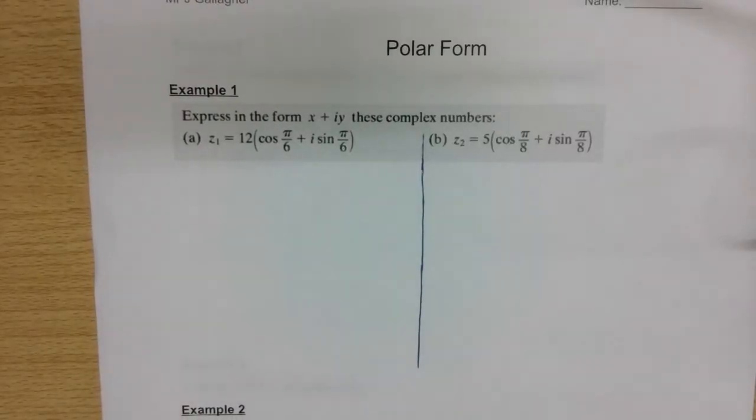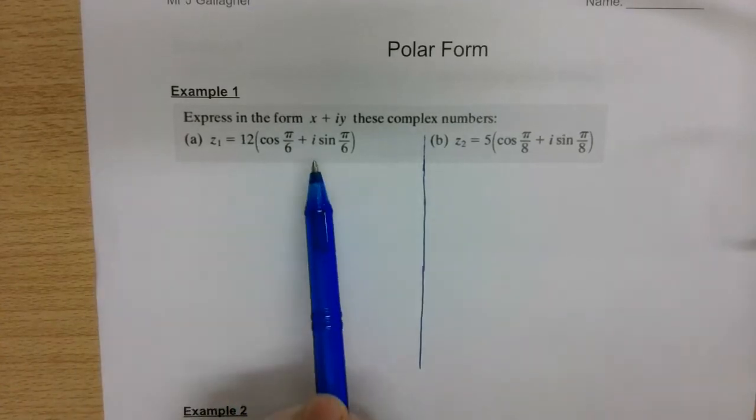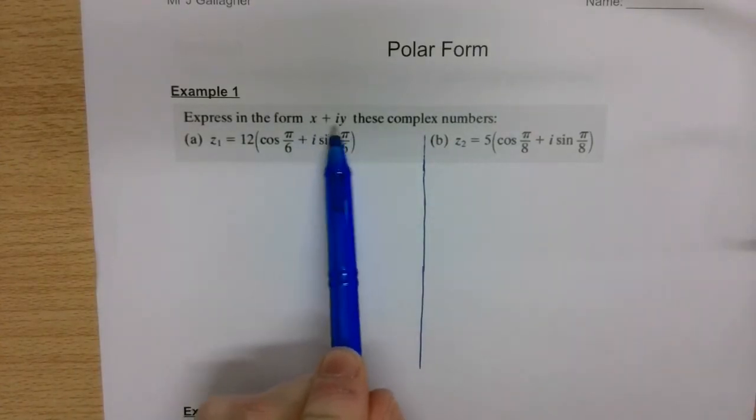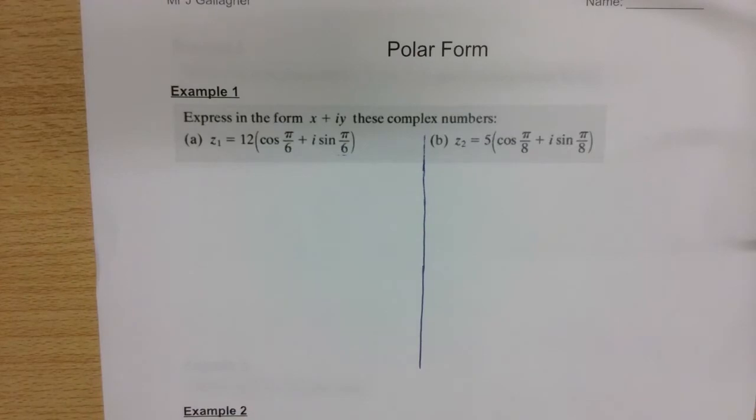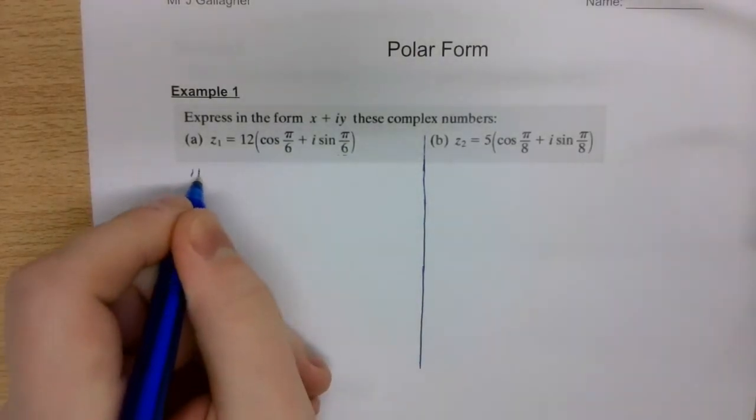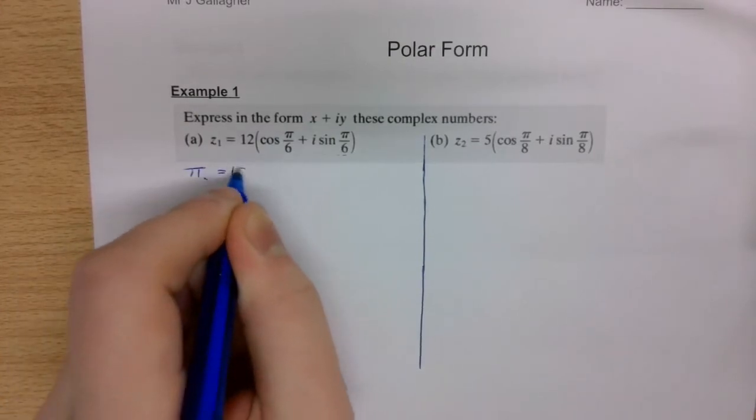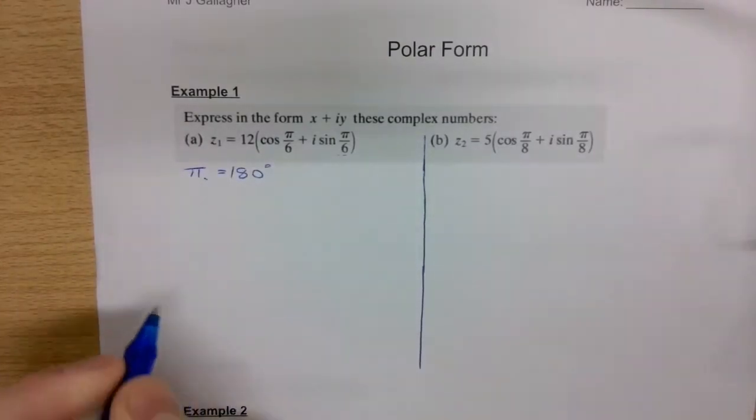Okay, so for this question, sometimes we're given the complex numbers in polar form and we have to write them in rectangular form, and other times we're given them in rectangular form and we have to write them in polar form. Now to convert this one backways, just remember that pi is equal to 180 degrees, and my advice would be to change that straight away.